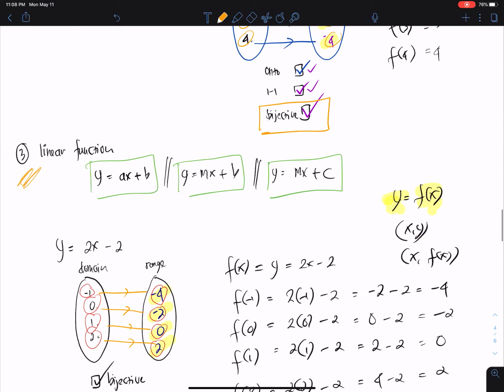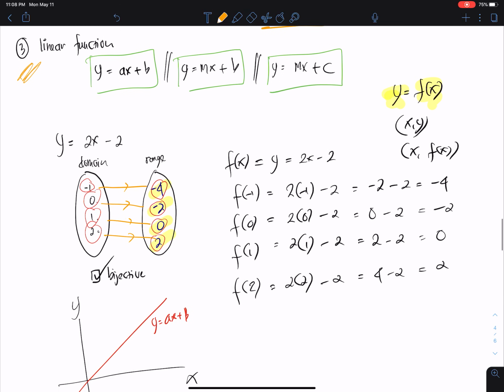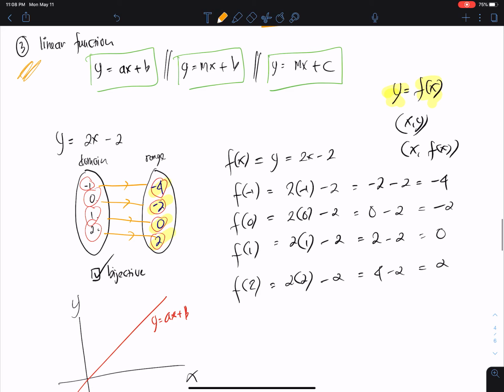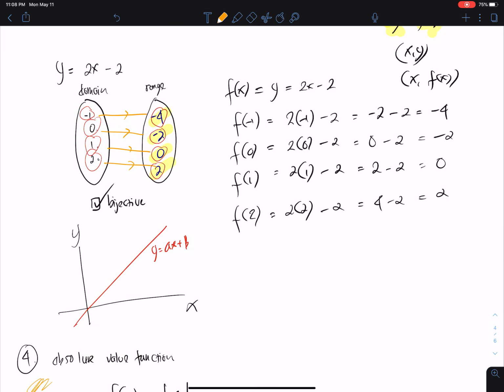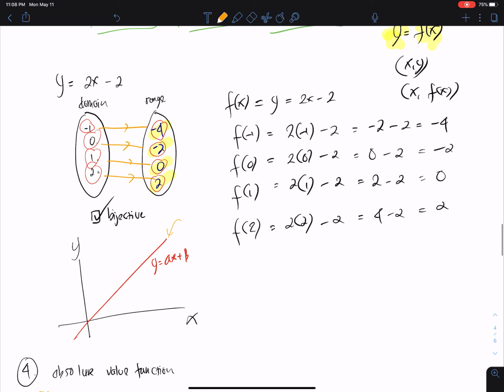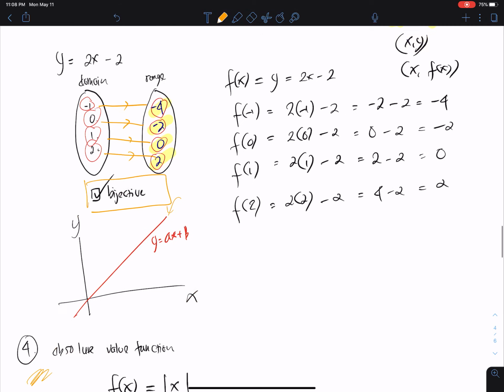And the next one, we already discussed linear functions. A linear function is a straight line function. If you draft them or map them onto a Cartesian plane xy, you will see this kind of straight line when you map any linear function. And we already determined that linear functions are also bijective functions.